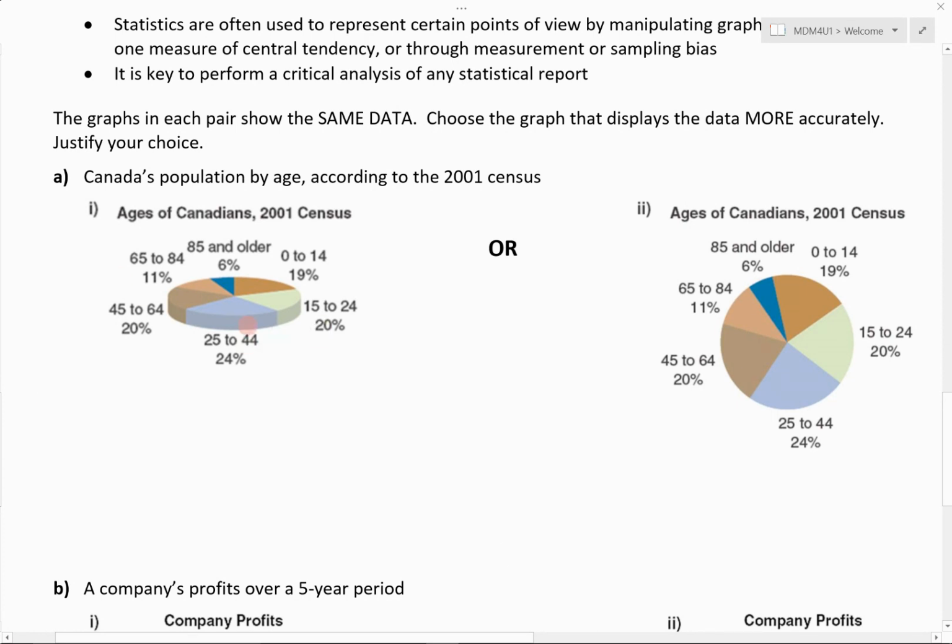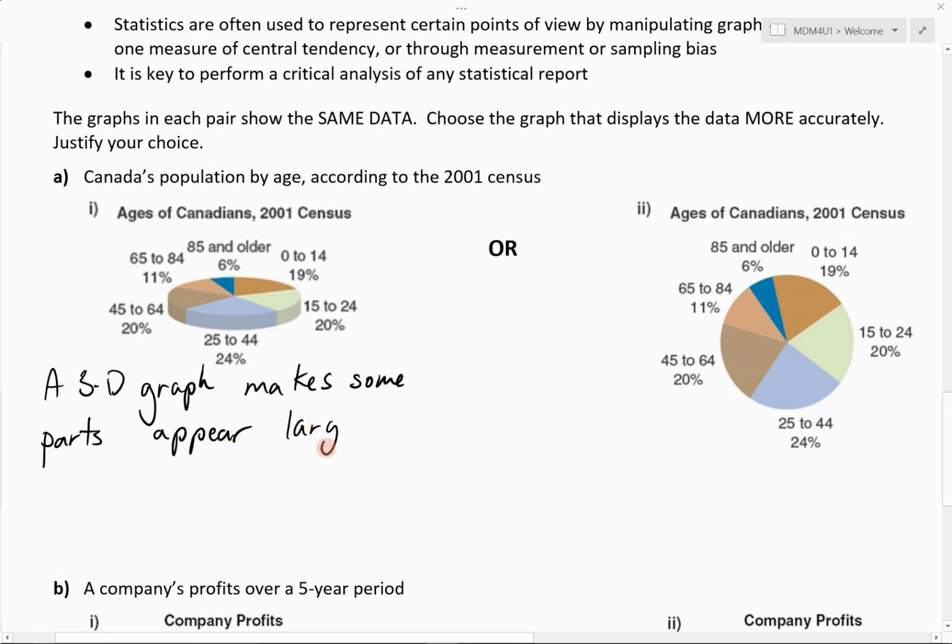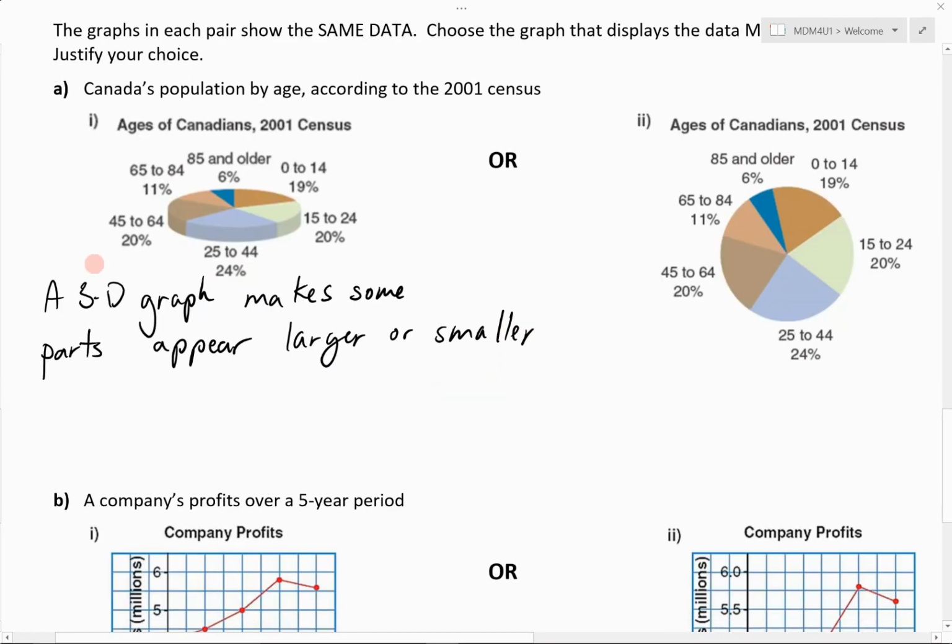So a 3D graph makes some parts appear larger or smaller than they actually are. So what we have here is something that's misleading.